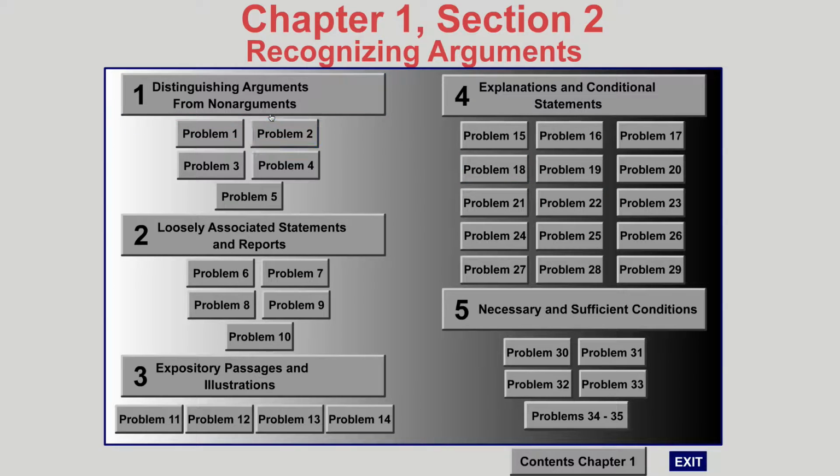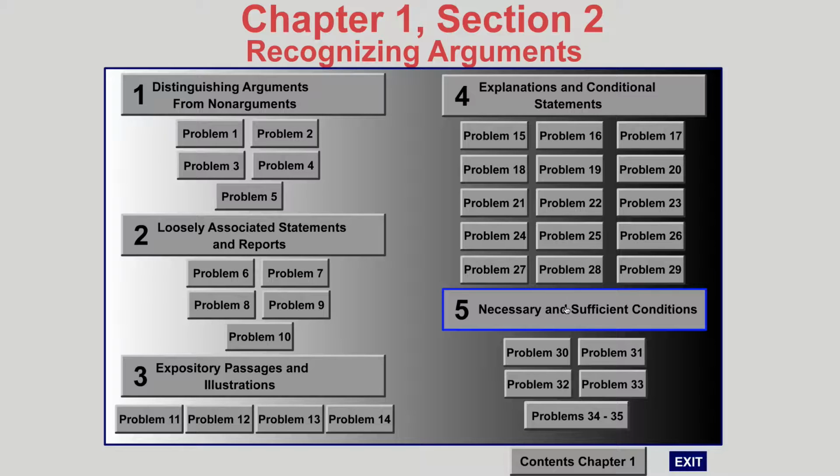Okay? And so we're going to begin by distinguishing arguments from non-arguments, doing a certain set of problems, then looking at the difference between arguments and loosely stated statements and reports, then expository passages and illustrations, then explanation and conditional statements, and then necessary and sufficient conditions. That'll be enough for being able to distinguish arguments from non-arguments.